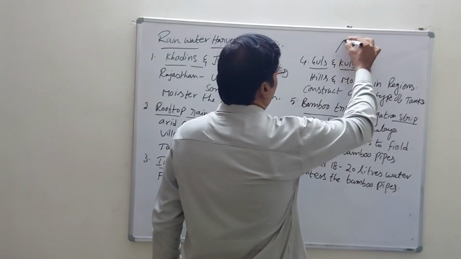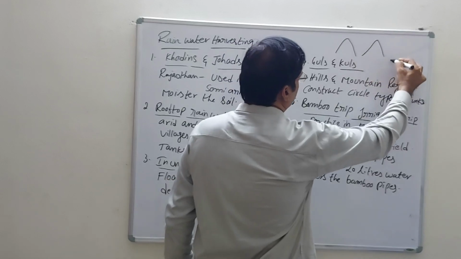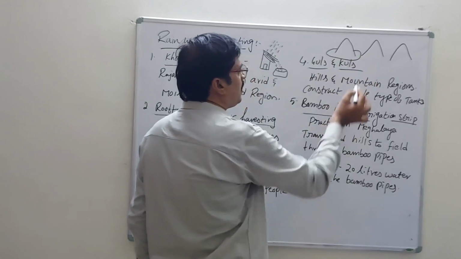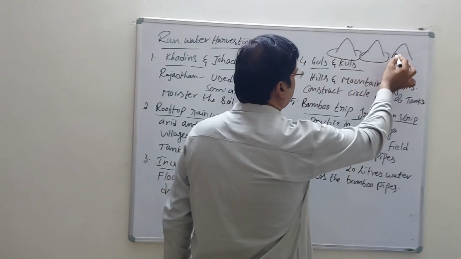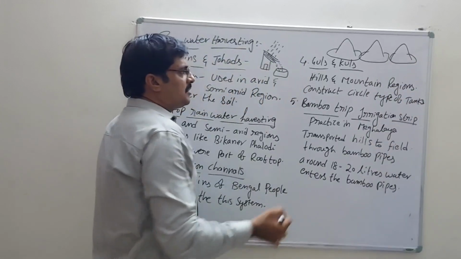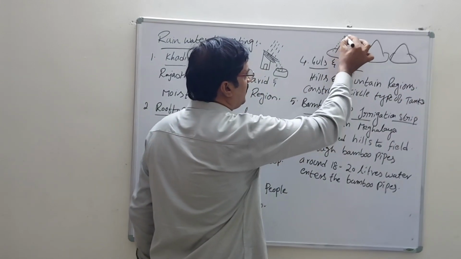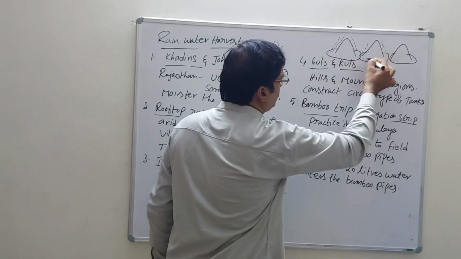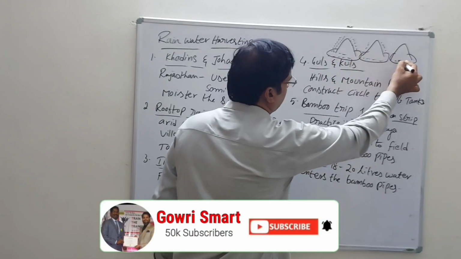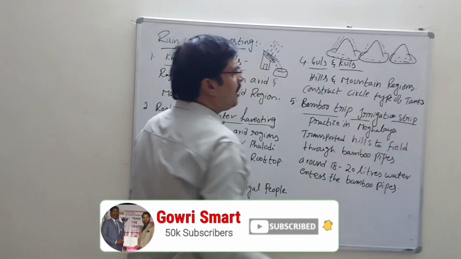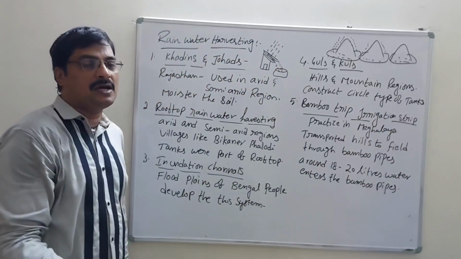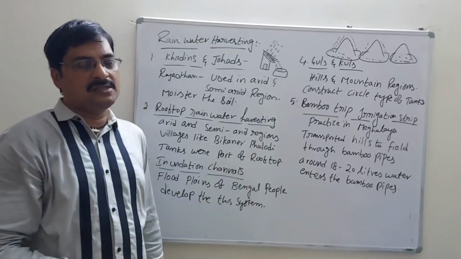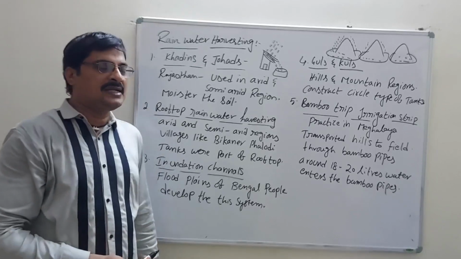Suppose this is a mountain area, and they construct circle type tanks around the mountains. The water coming down the slopes fills these tanks with rainwater. This kind of system is practiced in all the hill areas and mountain areas. The system is called guls and kuls.